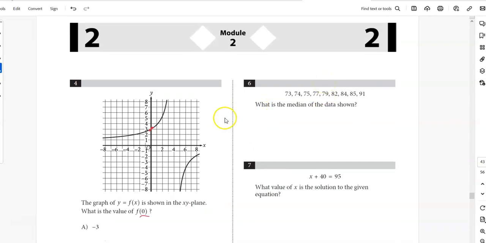Okay, 6, what is the median? So are these numbers written in order? They are. So 1, 2, 3, 4, 5, 6, 7, 8, 9. So 9 divided by 2 is 4.5. So 1, 2, 3, 4. Right, so the 5th term should be in the middle. So I round up. There's 4 to the left of that term and 4 to the right of it. So 79 has to be the median or middle term there.